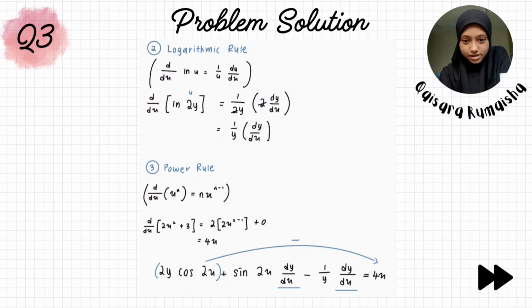Looking closely at this structure, our main objective is to solve for dy over dx. To achieve this, we need to group all terms containing dy over dx on the left side and move any non-dy over dx terms to the right-hand side. Notice the blue transition arrow showing that the independent term 2y cosine 2x will be subtracted from both sides to shift it over. Let's see how this is rearranged on the next slide.